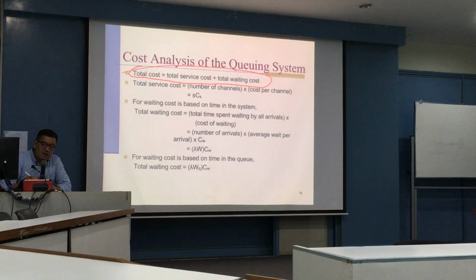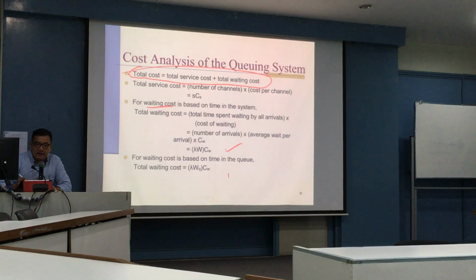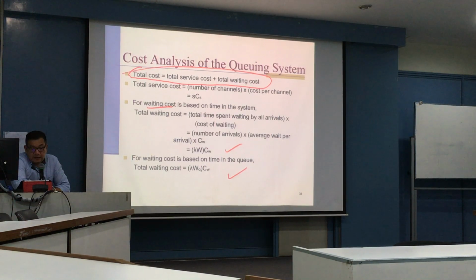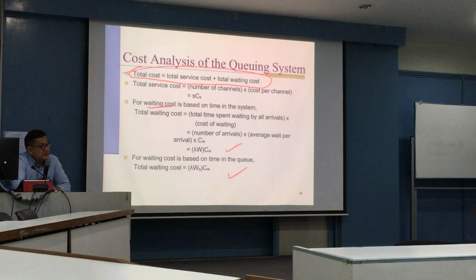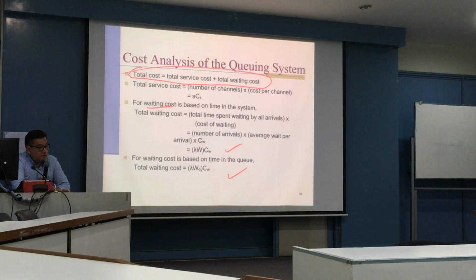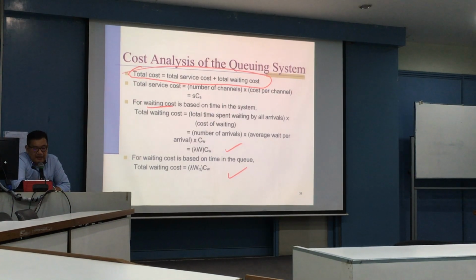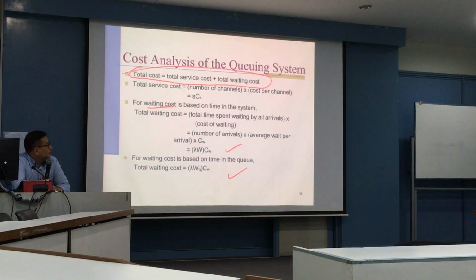And how about the waiting cost? You can see that for the waiting cost we now have two formulas: the formula based on the time in the system and the formula based on the time in the queue. Both of these formulas are quite the same, except that for the time in the system we're using W, and in the case of time in the queue we're using WQ. W is the average waiting cost per time. Lambda is lambda.